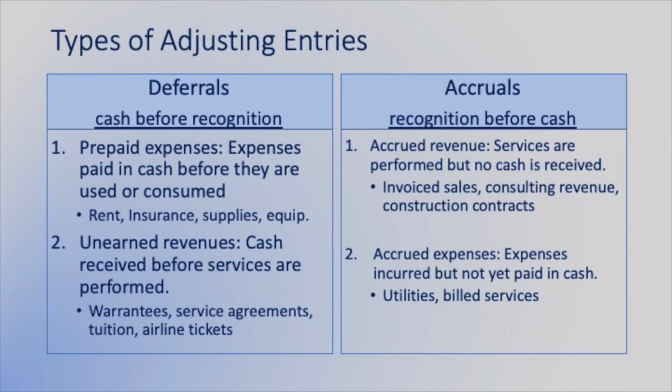We have deferrals and we have accruals. Deferrals, the cash comes before accounting gets to recognize it. So there's some kind of a transaction with cash that occurred, but accounting doesn't recognize that as a change in the value. So it does not recognize that as a change on the income statement. So that's what recognition is, recognized on the income statement or through the income statement. So a deferral, cash occurs first before recognition.